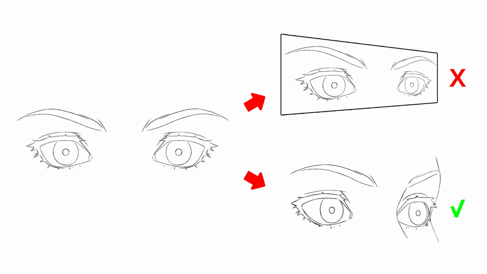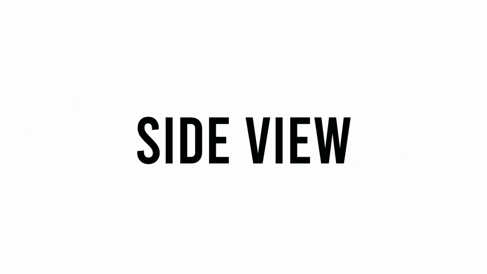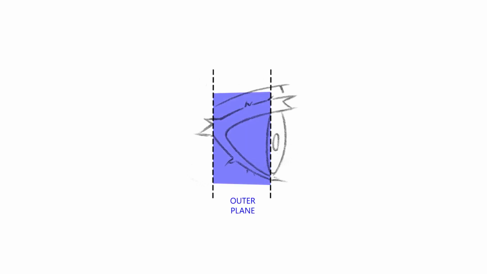Now, let's go to the side view. Here, we can only see the outer plane of the eye, and a very little part of the front plane. Just like in the previous example, it is important to show the rounded border of the eyeball. Also, see how the upper and lower lids almost become straight lines.